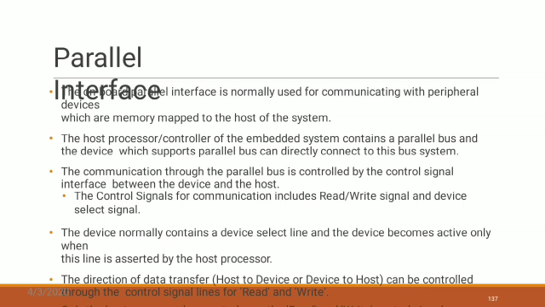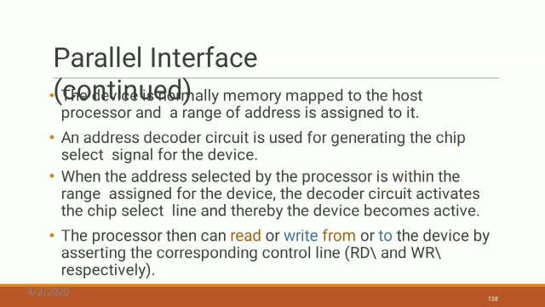The device normally contains a device select line, and a device becomes active only when the line is asserted by the host processor. The memory is mapped to the host processor and a range of addresses is assigned to it. An address decoder circuit is used for generating the chip select signal for the device. When the address selected by the processor is within the range assigned for the device, the decoder circuit activates the chip select line and thereby the device becomes active. The processor then can read or write from or to the device by asserting corresponding controls, that is RD for read, WR for write respectively.